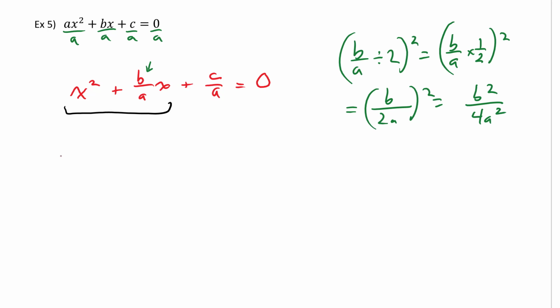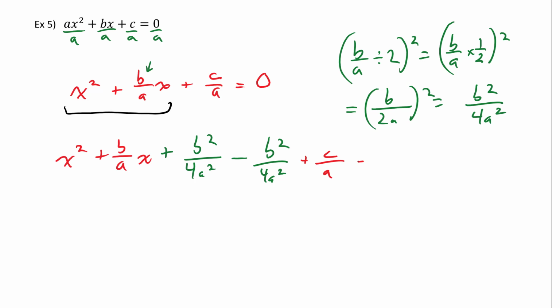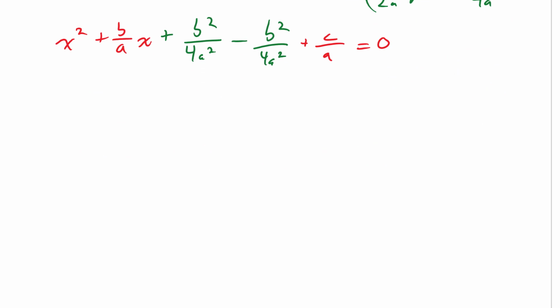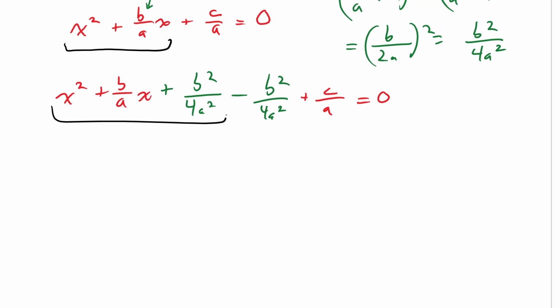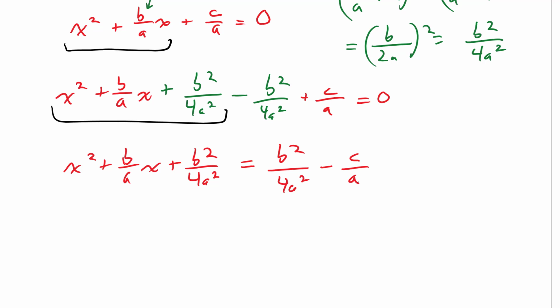And we will use that to complete the square. We add that, and we subtract it. We now have a perfect square trinomial. We'll keep that on one side and move everything else to the other side. We'll then factor the first bit, x. Square root of b squared is b, square root of 4a squared is 2a. And we're going to be adding it.